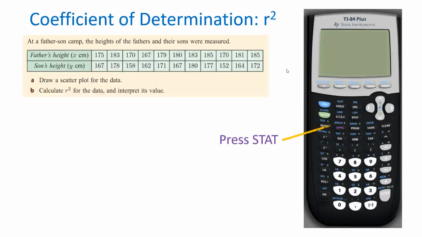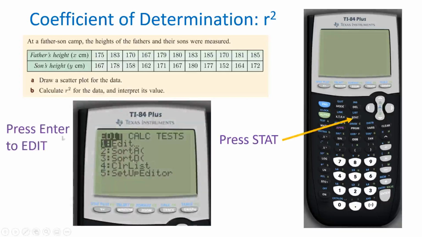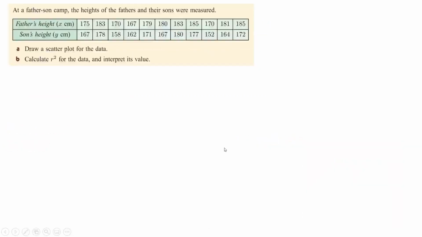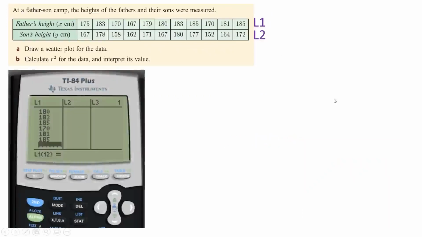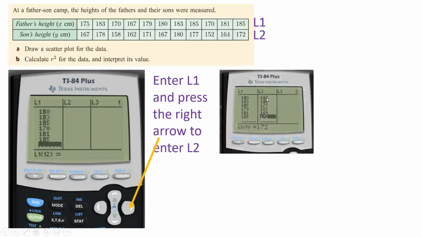So we press stat, which is here. We press stat on the calculator and up will come this screen. We just press enter so that as long as edit is selected, it will allow us to edit the list and put this information in. So stat, then enter. This is list 1 and this is list 2. It's best to do it in that order. I enter list 1 and then once I've done that, I press the right arrow key and then I enter list 2. List 1 being the father's heights, 175, 183, 170 and so on. And then in list 2, we've got the son's height, so 167, 180, etc.